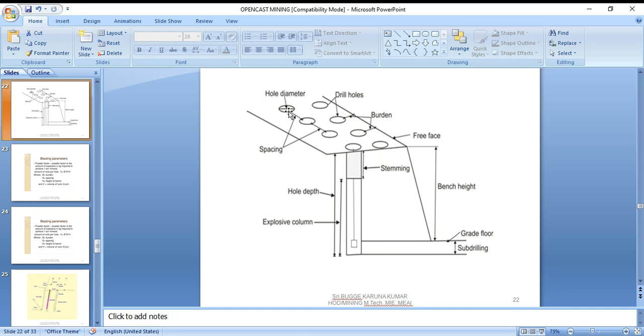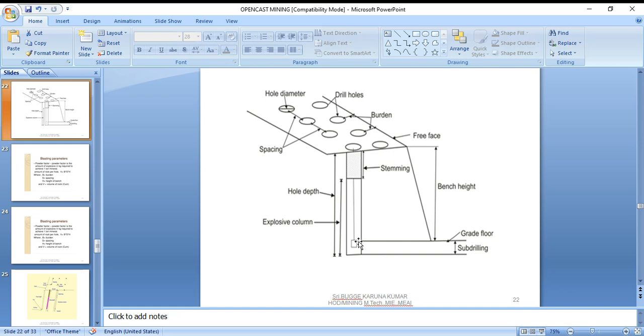Similarly, the spacing is from hole to hole. The distance between hole and hole is called the spacing. This is also important. More spacing will be a disadvantage. Unnecessary craters form, and a good fragmentation is not to be expected.